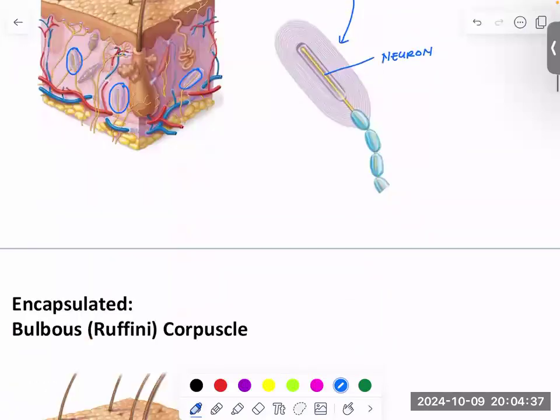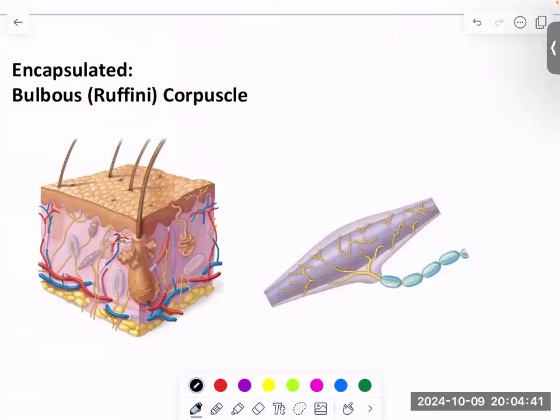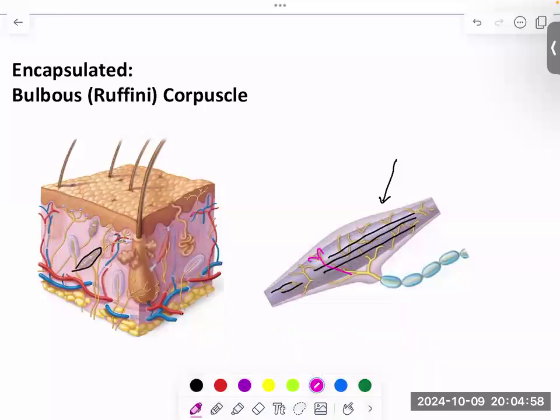Ruffini's. These ones are interesting. Ruffini's will have collagen or elastic fibers here. And the neurons, you can see, surround them.